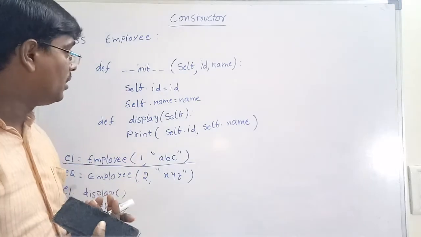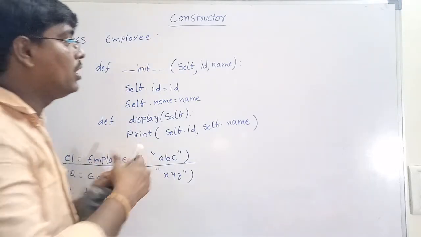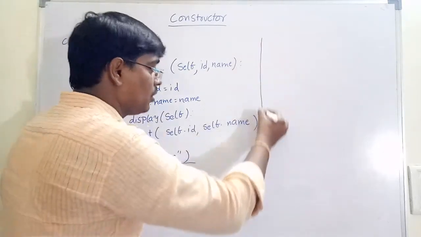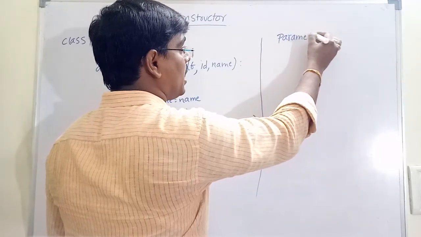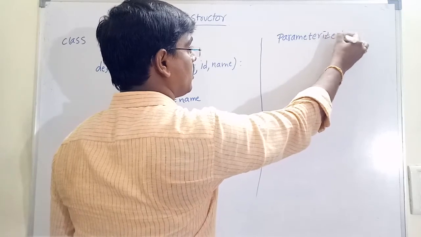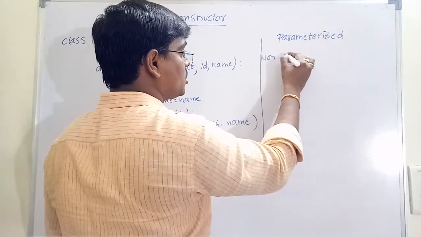Now I will show you we have two types of constructors: parameterized constructor and non-parameterized constructor.